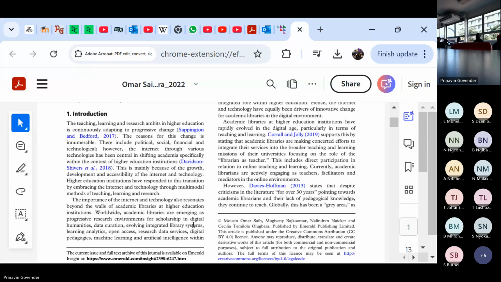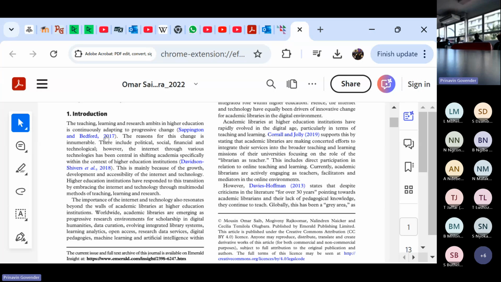Now, do I want the introduction? Yes, I want the introduction. The teaching and learning ambits in higher education is continually adapting to progressive change. The reasons for this change is innumerable. There are political... Now, we can't take exactly there because later, Lucy, Siyabonga, we're not going to be able to. We need to work on our own articles. And you must see, this is 2017. We are in 2024. So we need to find something to do with.